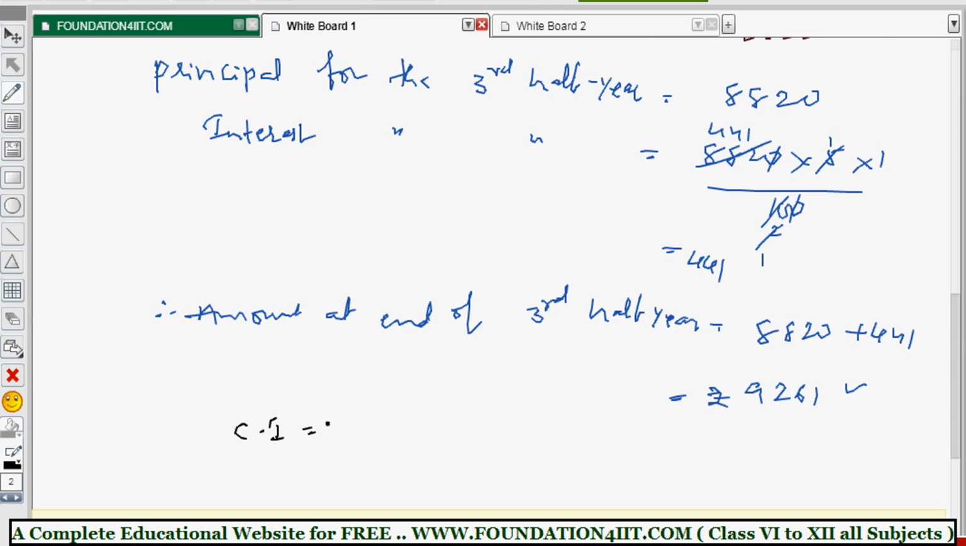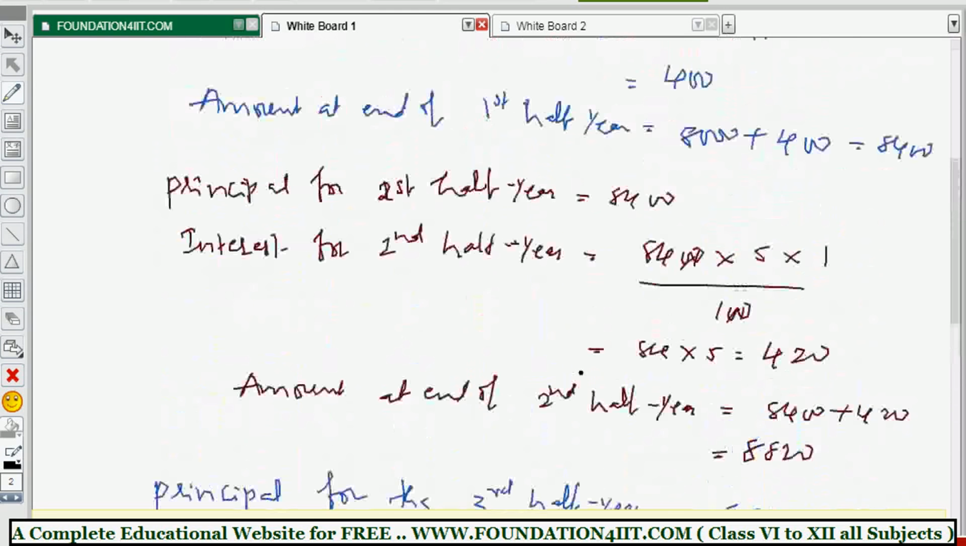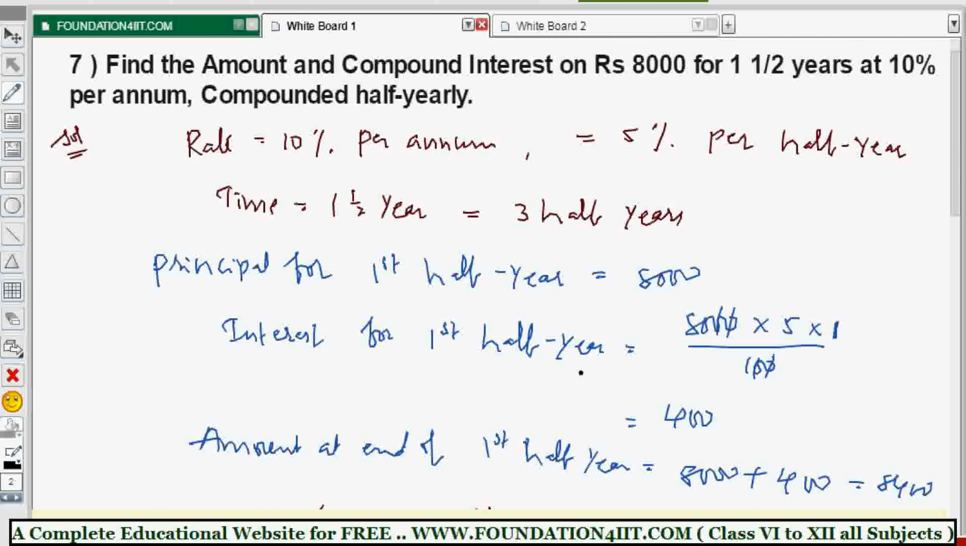If you want the compound interest, just subtract the original principal. 9,261 minus the original principal, which is 8,000, gives 1,261. So 1,261 is the compound interest for 1.5 years. We can make it the same way. Only the difference is the time we take, and only the rate of interest becomes half. So for 3 halves, every time you should take 1 only. Don't get confused here. Only the rate of interest becomes half: 10% per annum becomes 5.